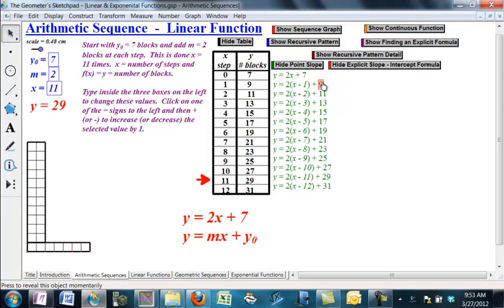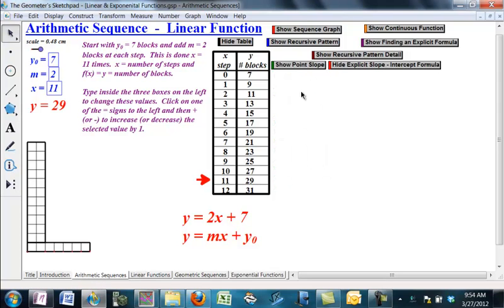Okay, we'll come back to looking at this a little bit more in detail, but notice that we have a point-slope formula for every single point in the table. Let's take a look at the graph now.